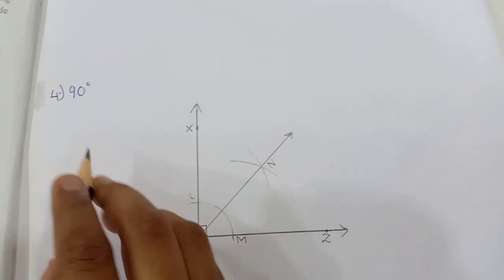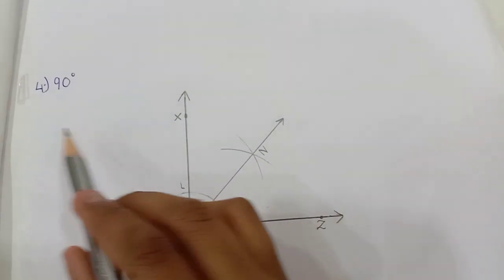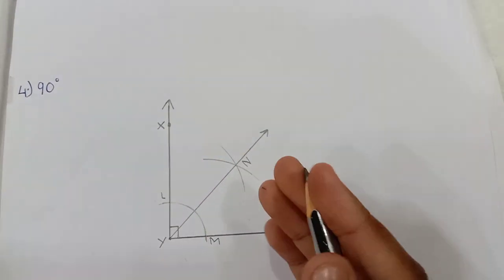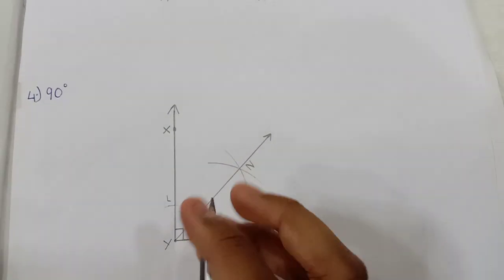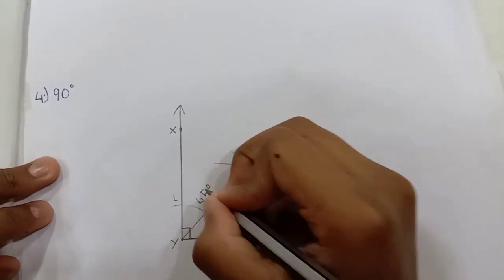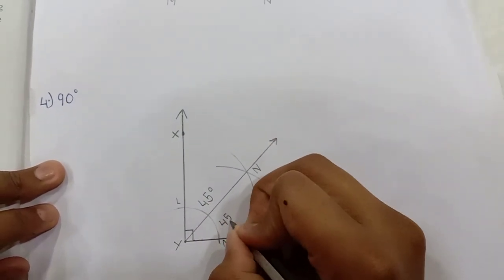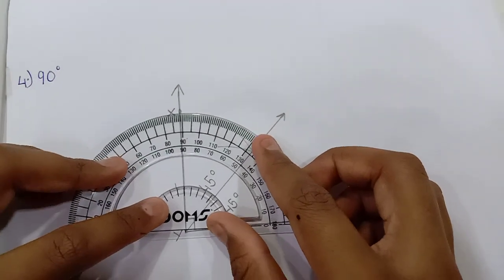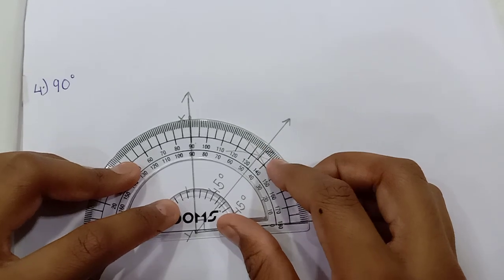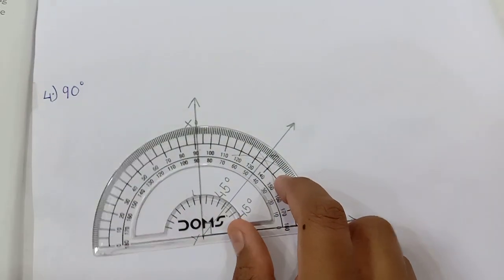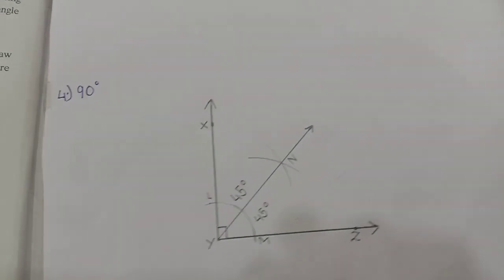Now if we take 90 degree, what is the half of 90? 45, right? So we'll write 45 degree. Now to check, I'm going to give you an example here. Straight 90 degree. Yeah, have a look. Perfect.